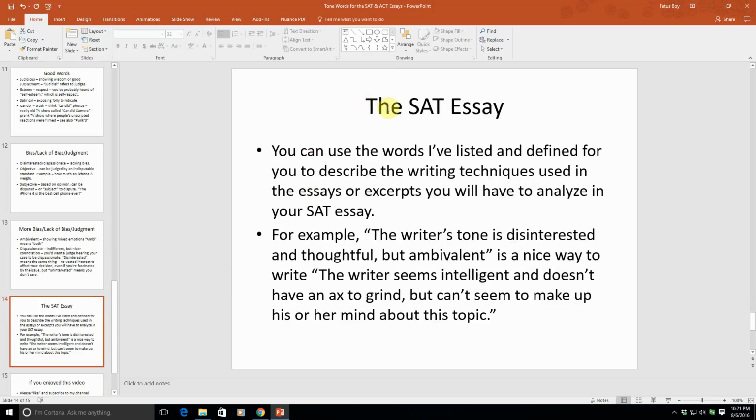And on the SAT essay, you can use all the words that I've listed and defined for you to describe the writing techniques used in the essays or excerpts that you'll have to analyze. So you could say, the writer's tone is disinterested and thoughtful, but ambivalent, which would be a nice way to write basically this: that the writer seems intelligent and doesn't have an axe to grind, but can't seem to make up his or her mind about this topic. So the first way is a nicer way of putting it when you mean, God, why can't this guy make up his mind? What the heck?